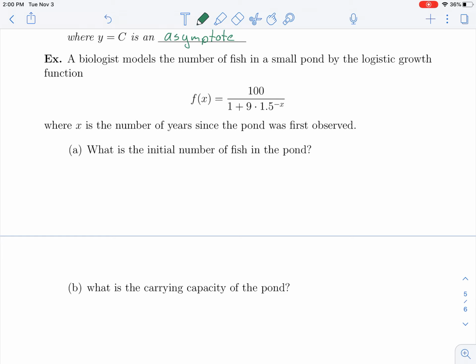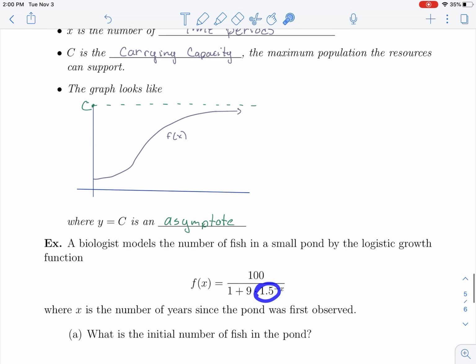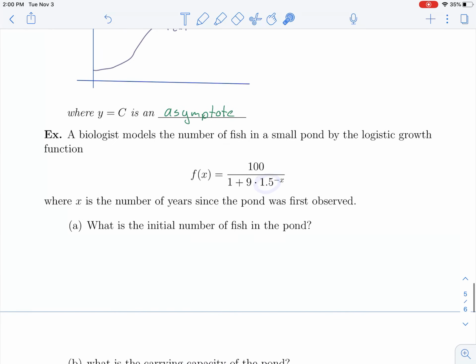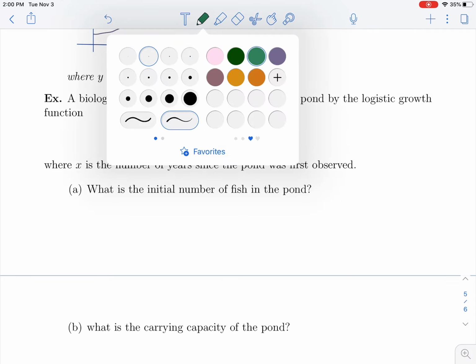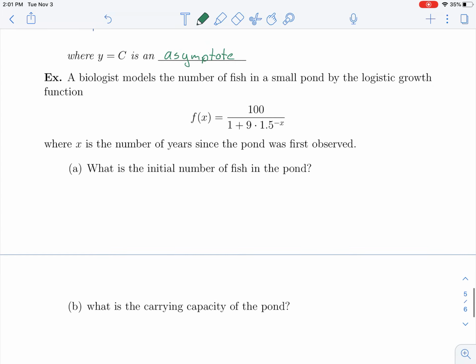All right, so a biologist models the number of fish in a small pond by the logistic growth function. So what do we have? I have 100 right here. That's my carrying capacity. 1.5, well, it used to be my growth factor, but now we don't know. I don't know what 9 is, and I don't know my initial condition. We're going to figure that out. So 100 divided by 1 plus 9 times the quantity 1.5 to the negative x. X is the number of years since the pond was first observed. Okay? So let's keep with this mossy green.